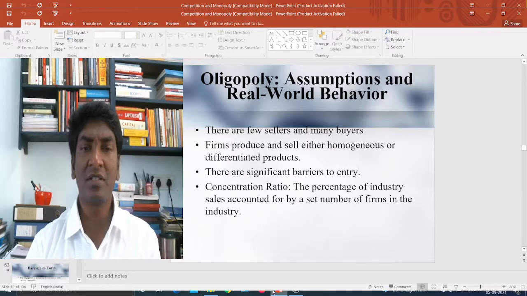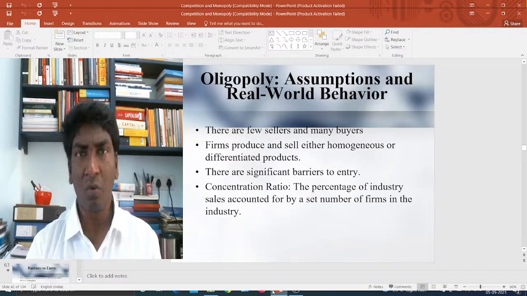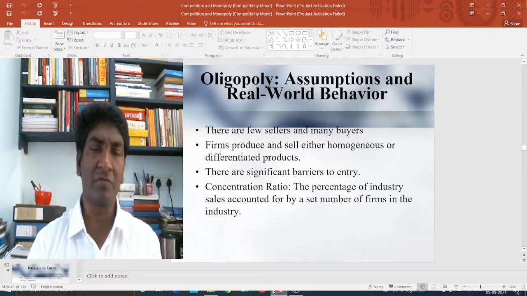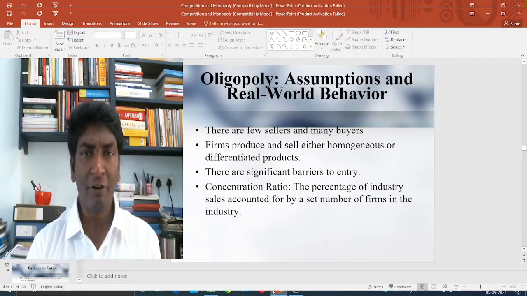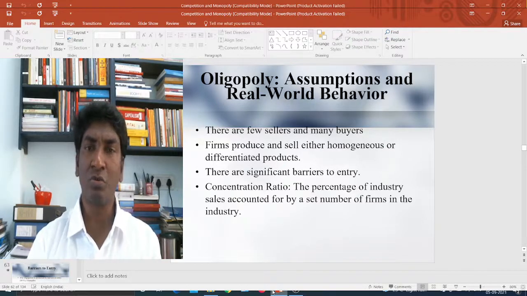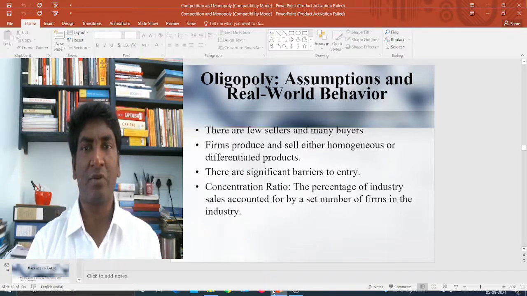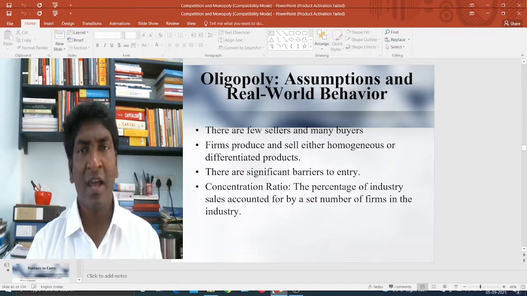The second one is that firms produce and sell either a homogeneous product or a differentiated product. In perfect competition, what we had strictly is a homogeneous product, whereas in monopolistic competition, you have a differentiated product. So, either can be the case in this market structure. Therefore, there is no restriction on the characteristics of the product per se.